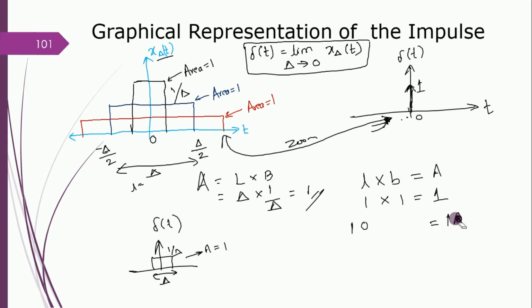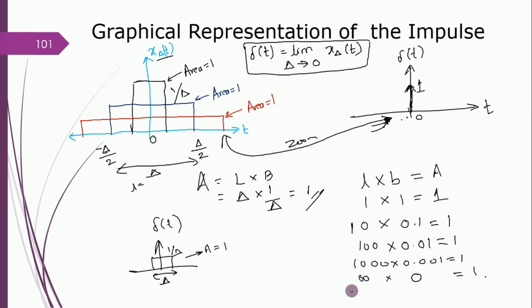If I increase the length, I want my area to be 1 itself. So what should be the breadth? If I want to retain my area equal to 1, what should be the breadth? It should be 0.1. Similarly, if I have 100 here, this should be 0.01 to keep area equal to 1. If it is 1000, here it is 0.001 to keep its area equal to 1. If it is an infinitely large number, then to keep the area equal to 1, it should be a very small number. So infinity into 0 will give me 1.